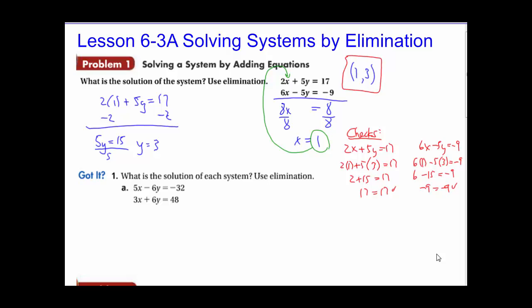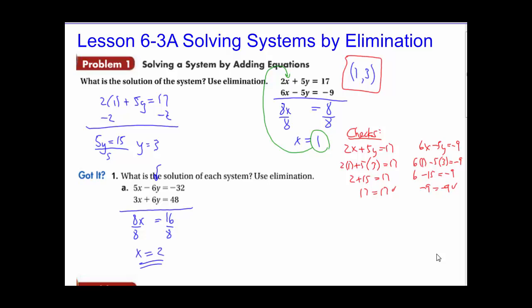Number 1 on the got it. We have 5x minus 6y equals negative 32, and 3x plus 6y equals 48. We need to look at what we can solve for. Well, if we notice these y's again, these y's are opposites. So if we just simply add straight down, we're going to get, again, 8x is equal to 48 minus 32, which is 16. Okay, we have one variable, so let's divide by 8, and we get x is equal to 2.